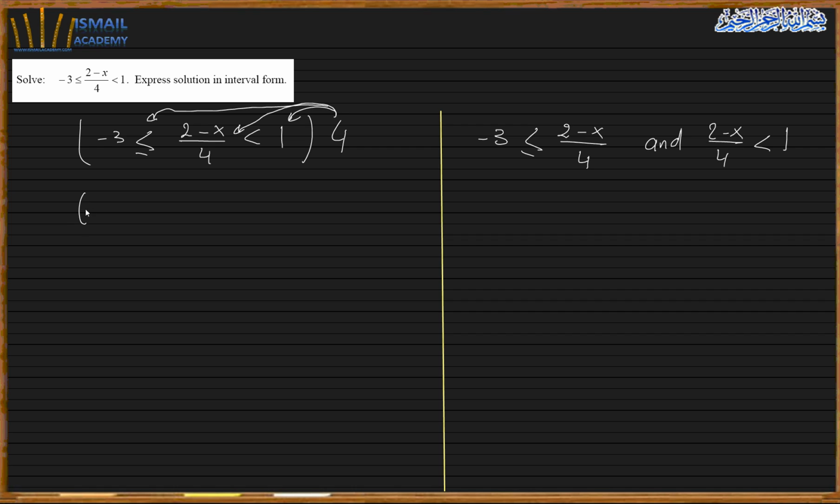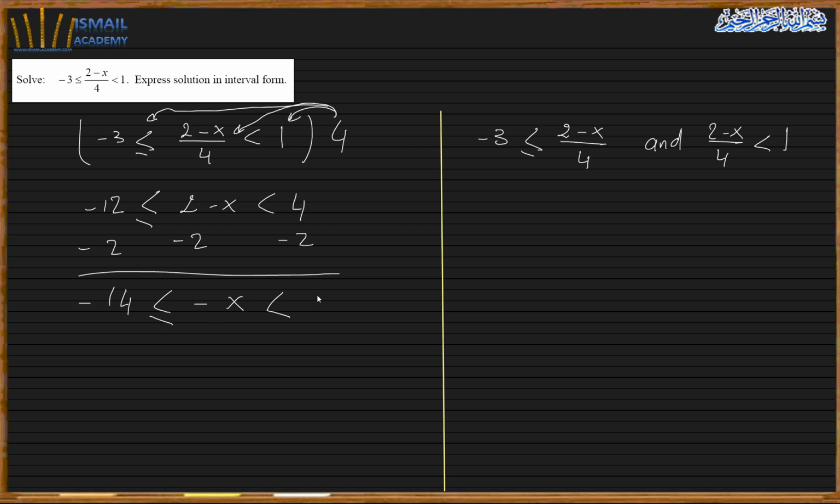So I got minus 12. I don't need parentheses anymore now. I got minus 12 here. This is less than. You see, I multiplied the whole thing by a positive, which means the sign of the inequality stays the same. When I multiply by 4, it's like canceling the 4. So I got 2 minus x. This is 4. Now here I subtract 2 on all sides. So it becomes minus 14 minus x, and this is 2.